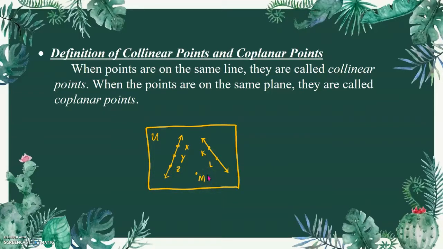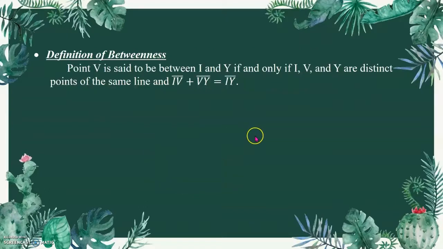Okay, next. Let's have the definition of betweenness. Now, point V is said to be between I and Y if and only if I, V, and Y are distinct points of the same line and segment IV plus segment VY is equal to segment IY. Now let's illustrate that.